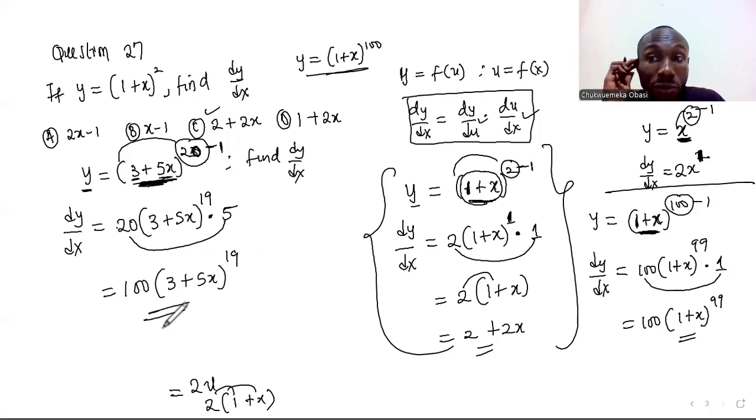So chain rule is very, very straightforward, and it's very easy. Just think of that function as a single variable, differentiate the normal way you differentiate, then you go further to differentiate the inner function, and of course you just multiply out, and that is how to go about the differentiation.